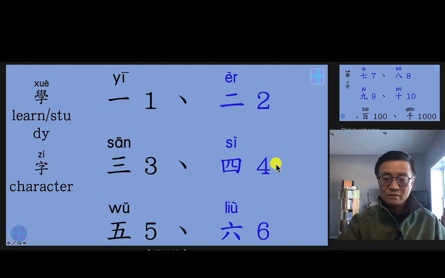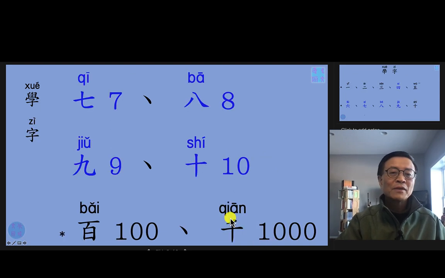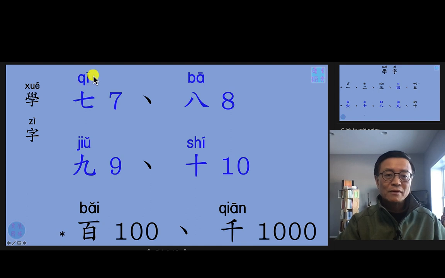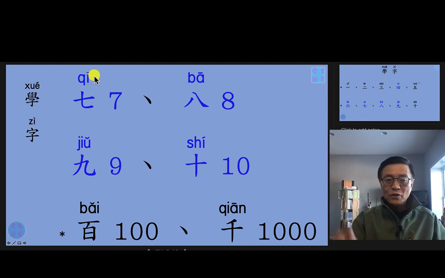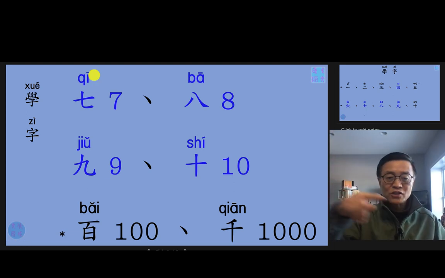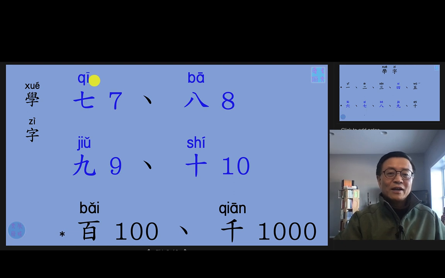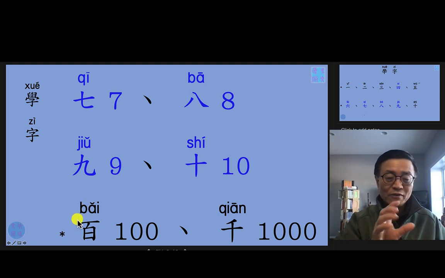四 means number 4, 六 number 6. 七, first tone. 八, 九, 十. If you get this already, or you almost get it, this is a bonus for you guys. Not for everybody, if you are interested. We'll get into that later on.